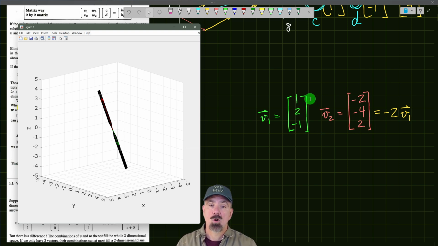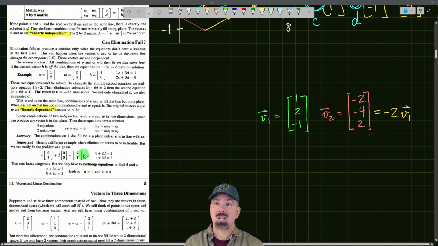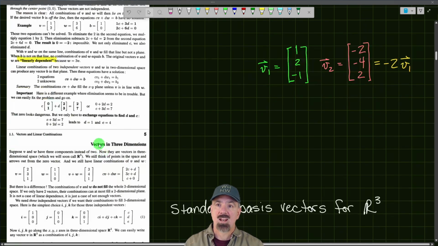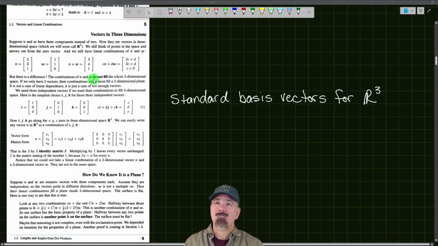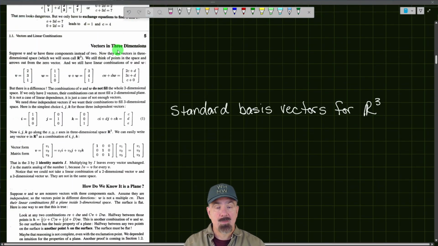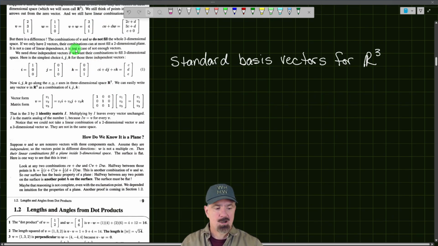This is the situation where we could have elimination not working out for us. And that's the conversation he's having here, and the difference between linearly independent and linearly dependent vectors. Make sure you read through his example. It's different than the one that I've provided for you. Finally, we're talking about vectors in 3 dimensions, which you're familiar with just because that is the spatial dimension that we live in. And I just want to talk a little bit about standard basis vectors.